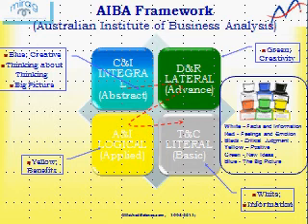Another framework that has been put together by the Australian Institute of Business Analysis is the AIBA framework. It's made up of 4 categories of competencies: the creativity and innovation C&I, which are also called integral competencies, the design and redesign lateral competencies, analysis and improvement logical group of competencies, and translation and communication literal group of competencies.